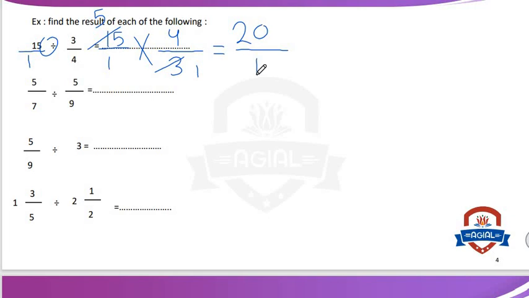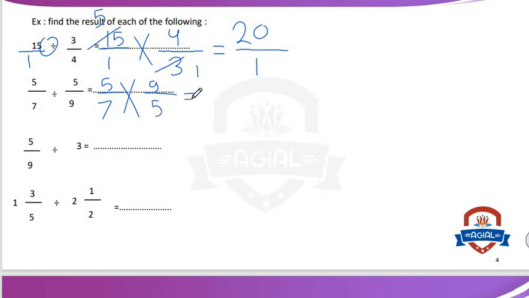Okay, another example. 5 over 7 divided by 5 over 9. We have 3 steps. Leave, exchange, flip. Number 1, leave 5 over 7 again. Exchange: divide becomes multiply. Flip: 5 over 9 becomes 9 over 5.